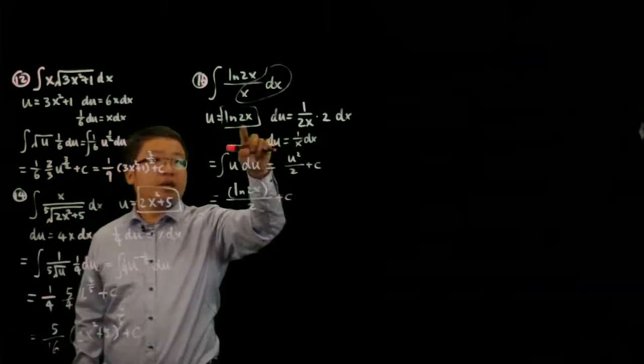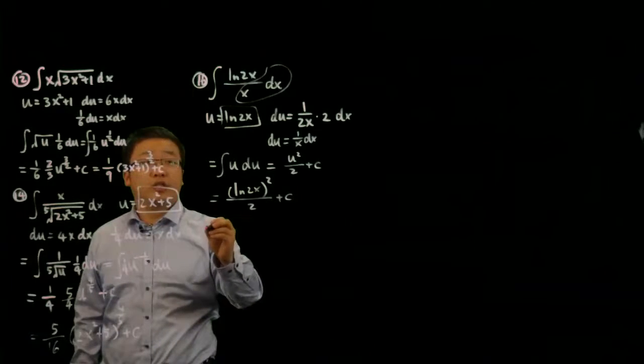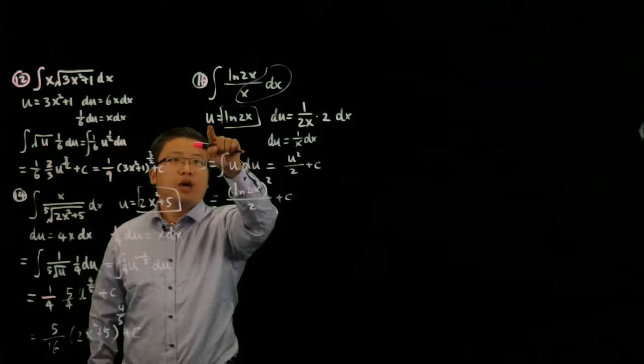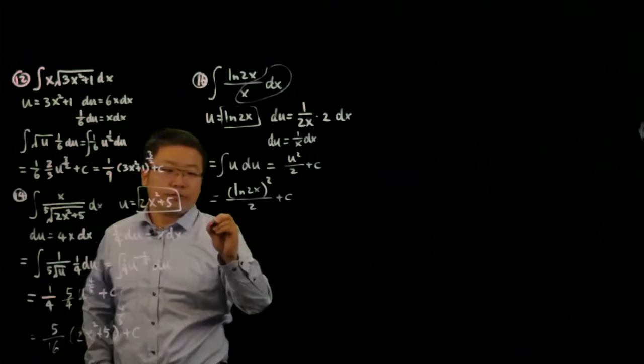You want to be careful that when you take a derivative, this is 1/x. That 2 will cancel because of the chain rule. You still use the chain rule, although this is integration, because for the integral, you have u, you have du. When you take a derivative, that's where you use that rule.